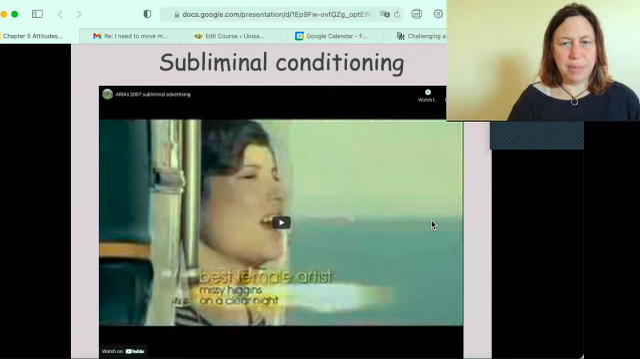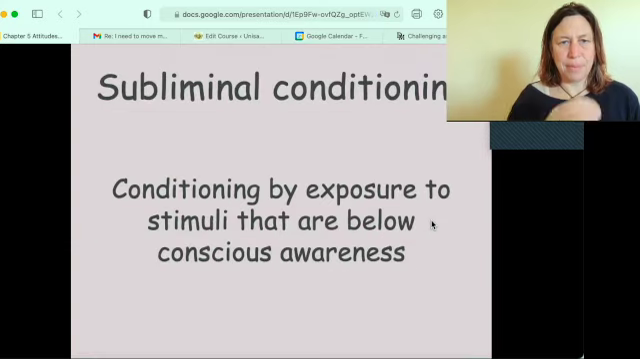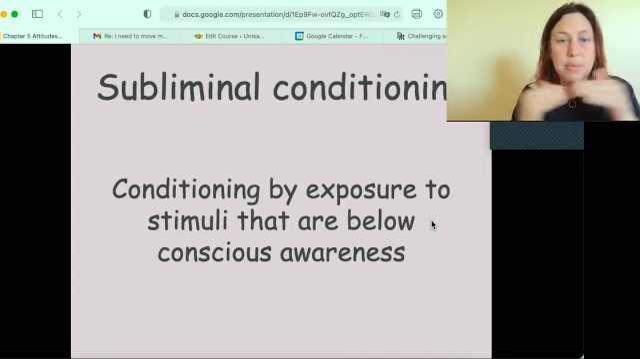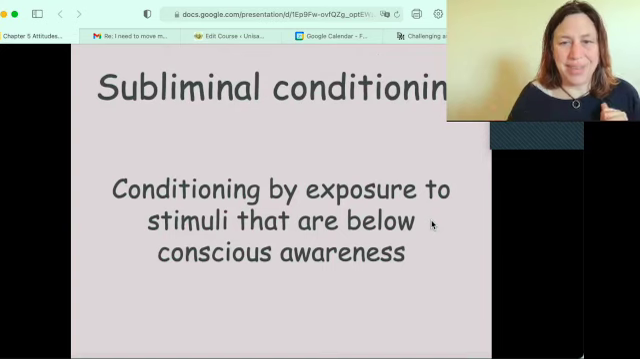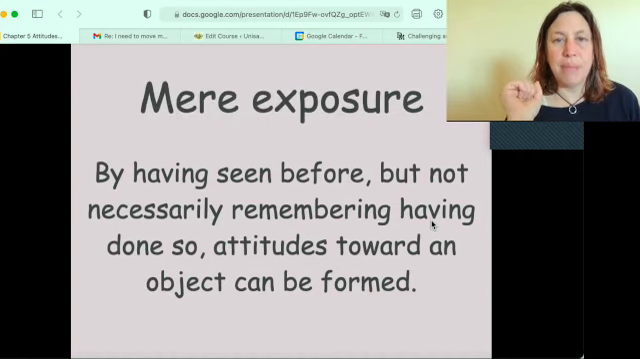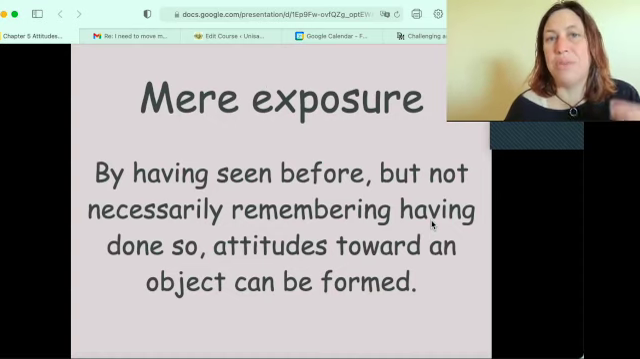Okay, so could you see what was happening? You were being exposed to a stimulus that was too quick for you to see it. They slowed it down for the video, but otherwise it wasn't visible. And that was to manipulate people into buying Olay, a wonderful product. Just by seeing and not even remembering seeing, you can form an attitude. What is the term for that? Mere exposure. And that was one of the things that subliminal conditioning was designed to do.